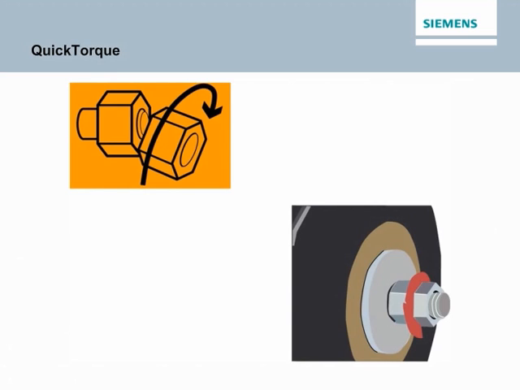Quick Torque is an exclusive Siemens feature that saves time by eliminating the need for torque readings. When tightening, the outer head twists off at the proper torque for the connection. The remaining nut allows for release of torque if future maintenance or disassembly is required.